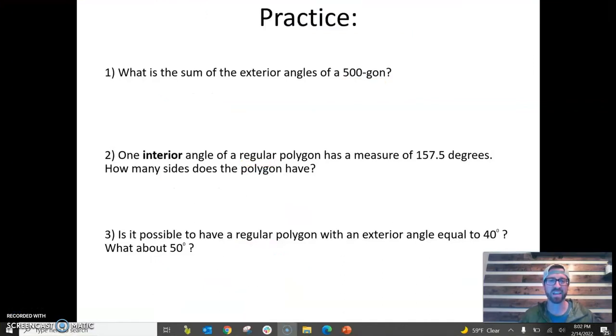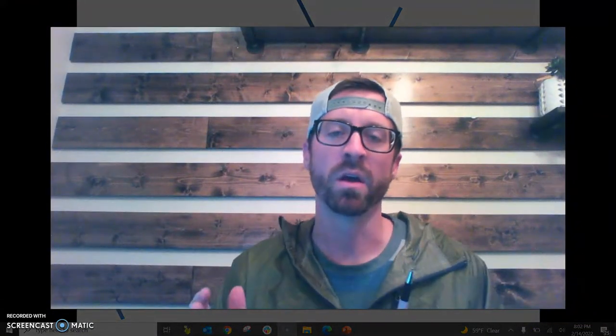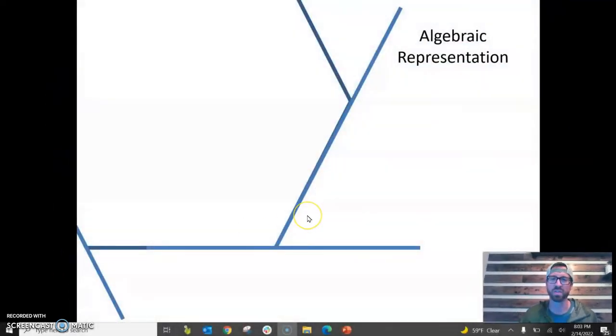Now, here's the last thing I want to look at. Because you might be sitting here saying, okay, Mr. Horn, I get it. We talked about interior angles. It seems weird to me that the exterior angles always add up to 360. I feel like it should get bigger or smaller depending on the number of sides. Well, this is an algebraic way of showing that relationship that I think is kind of nifty.